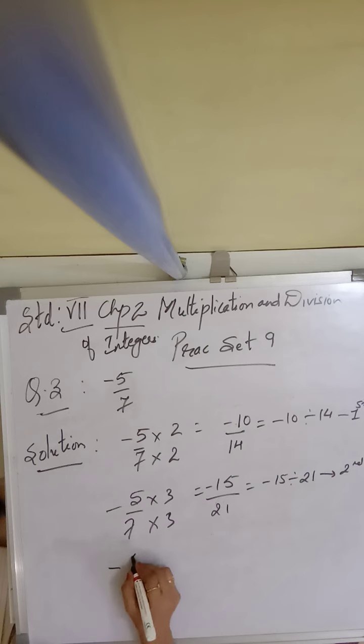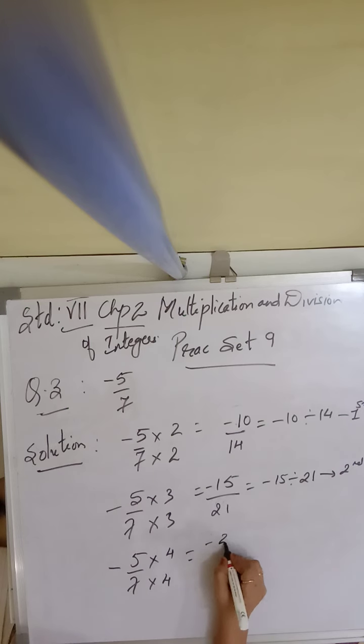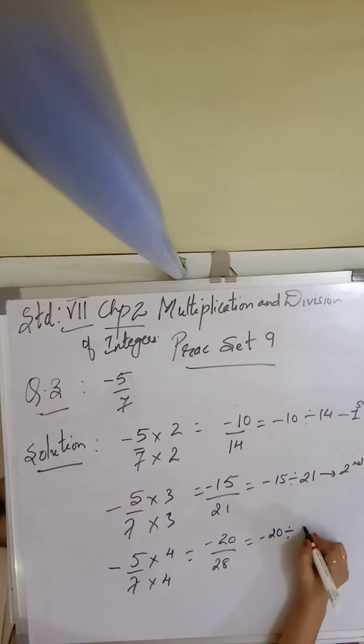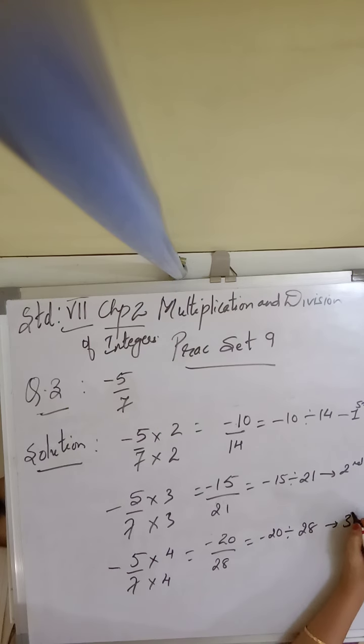Then moving to the third pair, again I'll multiply by 4, multiply by 4. So we will get minus 20 upon 28, 7 4s are 28, that is minus 20 divided by 28. This will be my third pair of division of integers. Okay children, I hope you have understood this, both the questions of your practice set 9. Copy down.